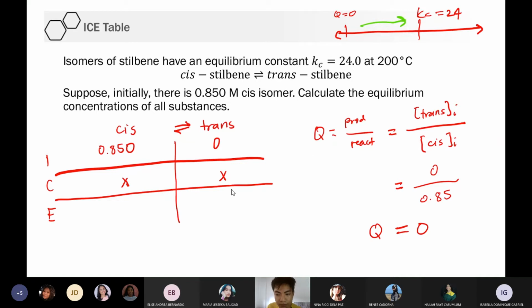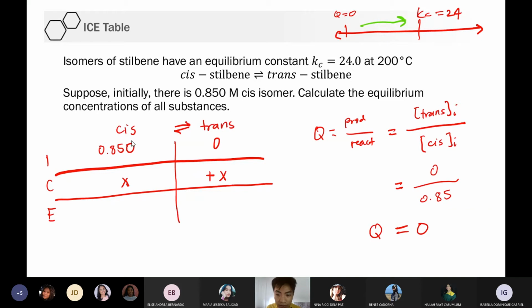So, yan. So, paano ko po yun isusulat dito sa ice table natin? How will I show that the reaction is going to the product side? Okay, ganito lang po. Since the reaction is going to the product side, that means the concentration of trans isomer will increase over time. That means positive X yun. Kasi the concentration will increase. Kasi sabi natin, ito mapupunta sa product side. So, ibig sabihin, madadagdagan yung trans isomer natin. By how much? I don't know. Kaya X yung nilagay ko. Okay? So, this will increase by X value.